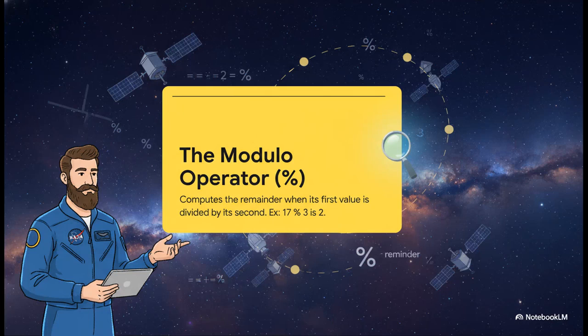Okay, so when you see the percent sign, %, in Python, don't think percentages. That's not what it's for. It's the modulo operator. And it asks a really simple question. If I divide this first number by the second one, what's left over at the end? What's the remainder? So for example, 17 % 3. Well, 3 goes into 17 5 times, right? That gets you to 15. And what's left over to get to 17? 2. So 17 % 3 equals 2. It's all about the leftovers.